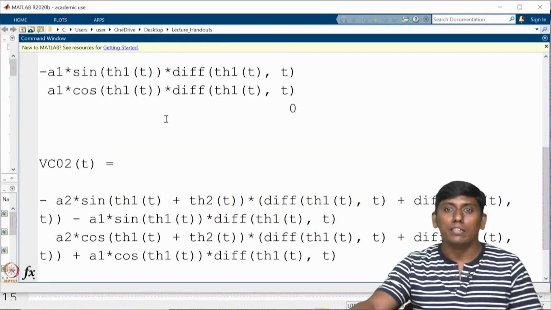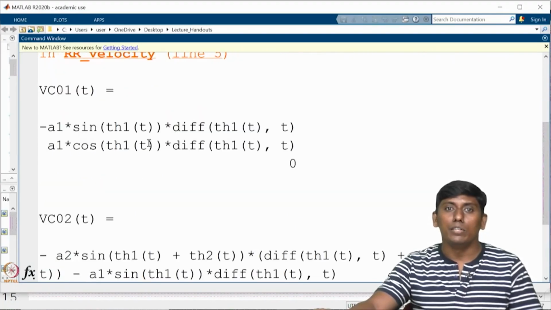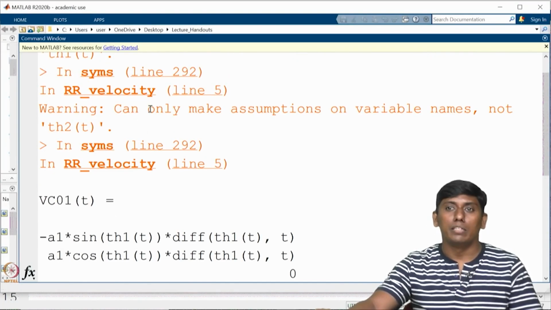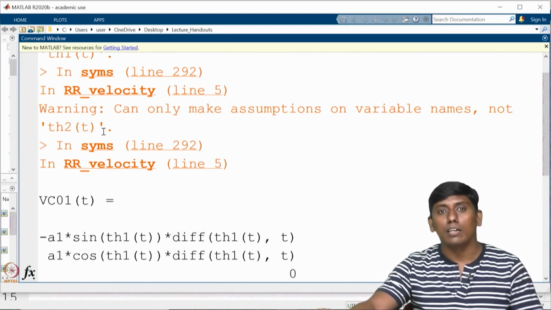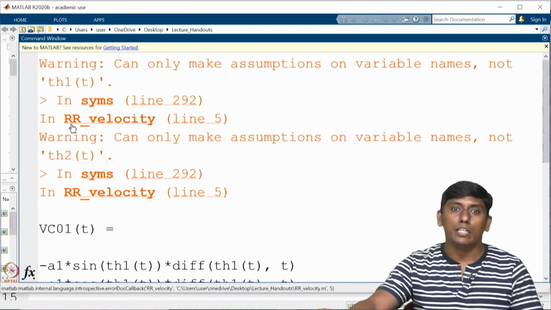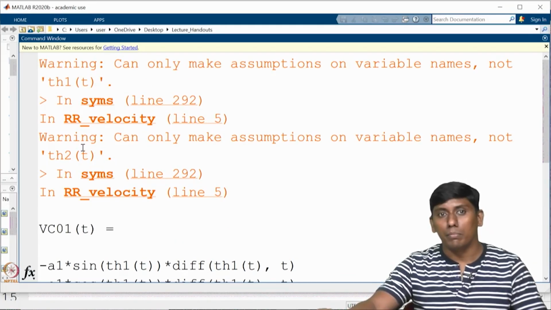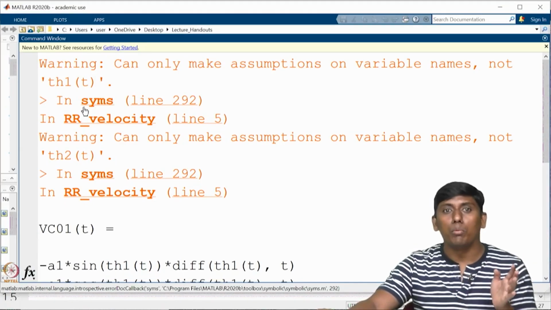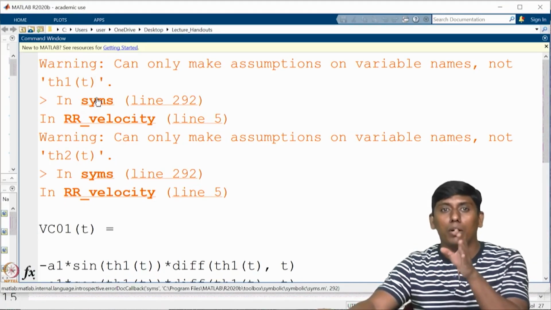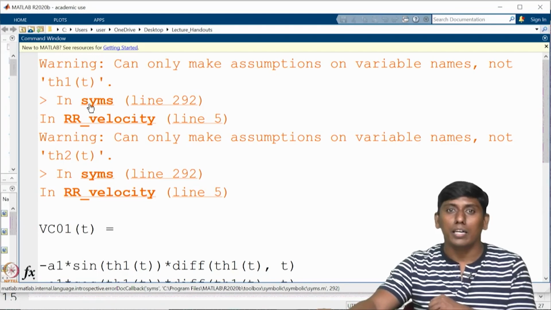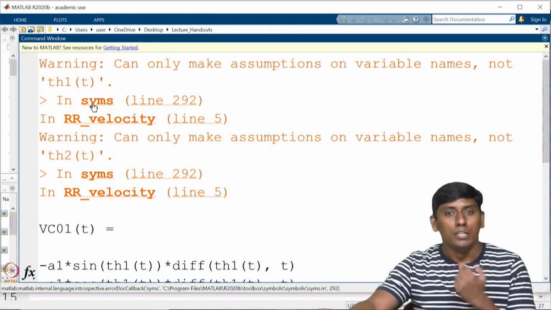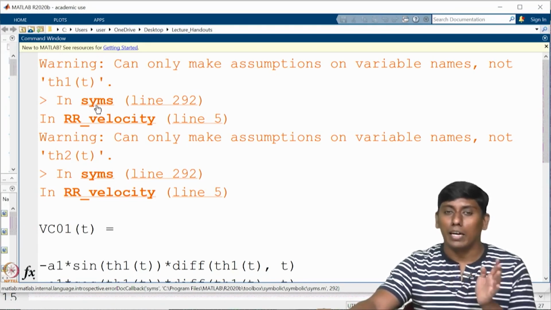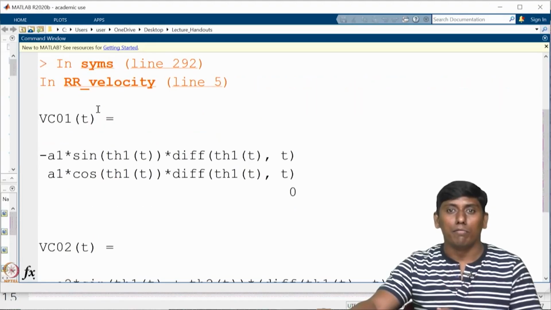You can see that VC1 and VC2 are coming. This is what I was saying: the assumption is a constraint, because we assume that theta 1 and theta 2 are functions of time. That is why it is giving a warning. You can write theta 1 equal to symbol of theta 1 of time also, then this warning will not come. But for betterment, you can write it as per the earlier definition itself.